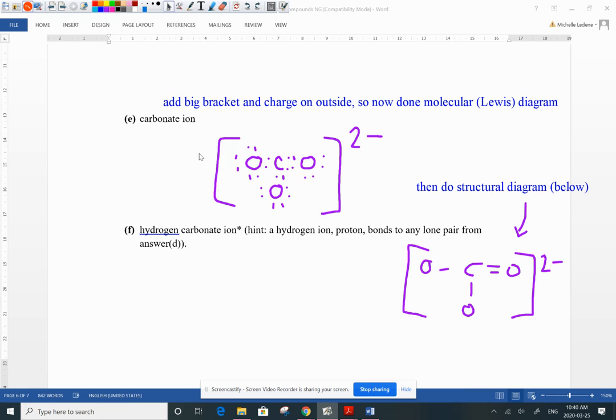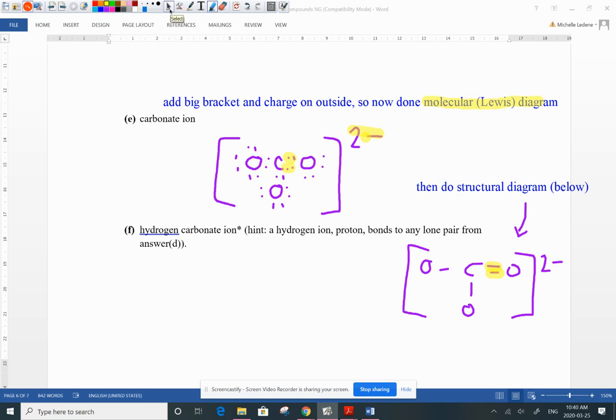What do we need to do? Well, we add our big bracket to show that it's an ion, and you add your charge on the outside. So the charge is 2 negative. There's our completed Lewis structure showing the double bond here. And now when we convert that into a structural diagram, there's our double bond there.